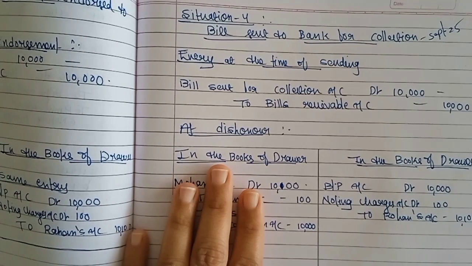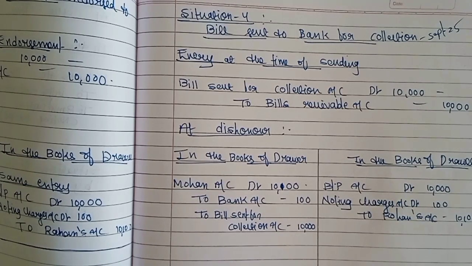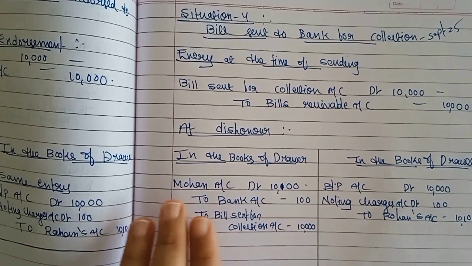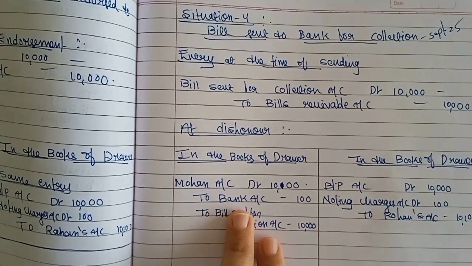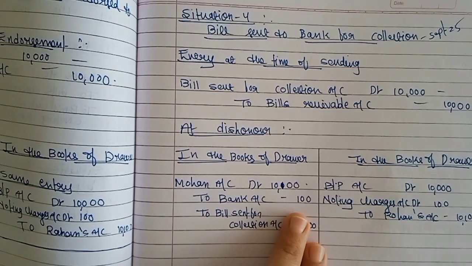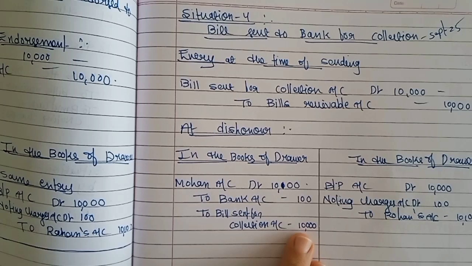Clear? So in the books of the drawer at dishonor, what is the journal entry? Mohan's account debit. You know, right? Because he is responsible to pay the amount. He has to repay everything. He again becomes the debtor. So Mohan's account debit, to bank account, that is rupees 100, the noting charges. Clear? And to bill sent for collection account, that is rupees 10,000.